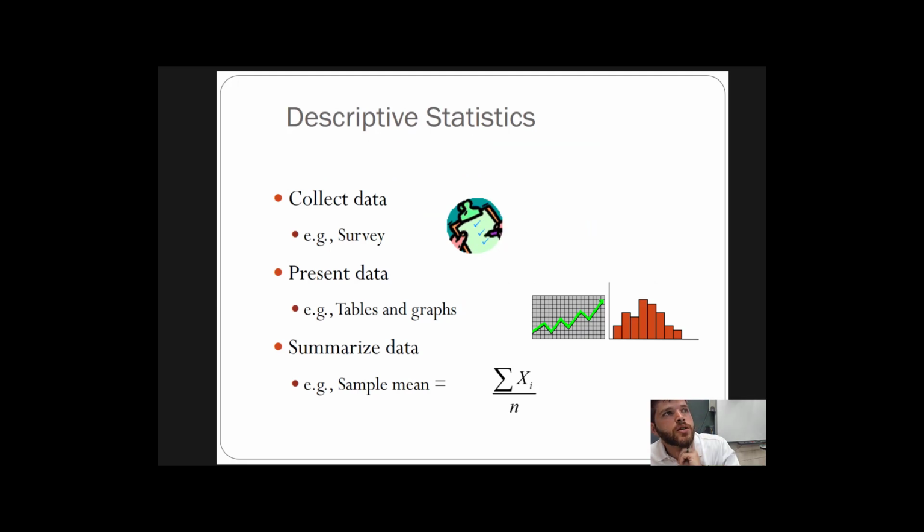So back to descriptive statistics. This is where we're going to collect data. Maybe we do a survey, maybe we're just in a park counting the number of birds we see. This is data collection. Maybe you're measuring the height of students. Then you're going to present that data in the form of a data table or a graph, and you can summarize that data by calculating the average, the minimum and maximum values. This is all considered descriptive statistics.